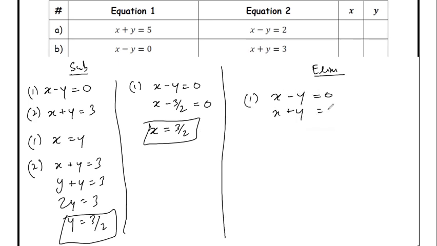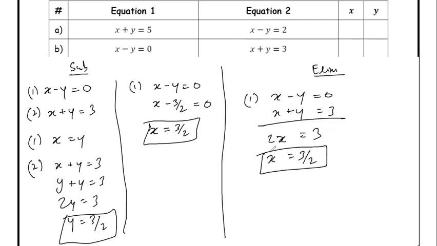So out here, the first equation is x minus y is equal to 0. x plus y is equal to 3. Again, no need of subtracting, no need of multiplying any equations. It's just minus y plus y, add them up. So you get 2x is equal to 3. x is 3 by 2. Substitute x in the first equation. Okay. So you get x is 3 by 2.